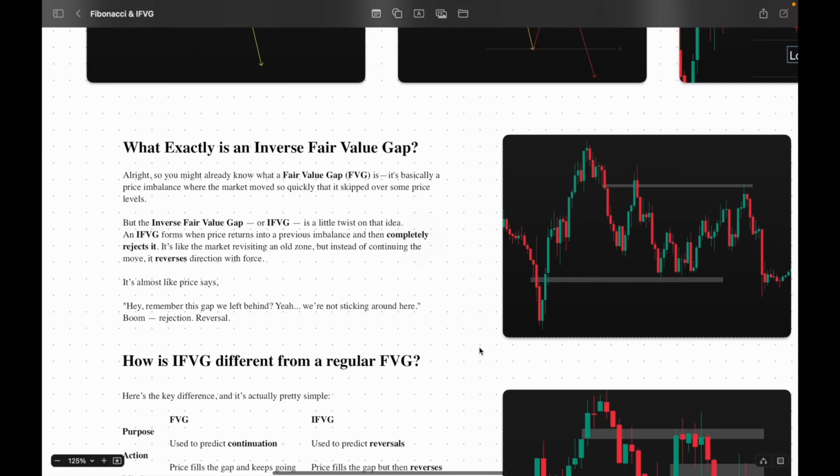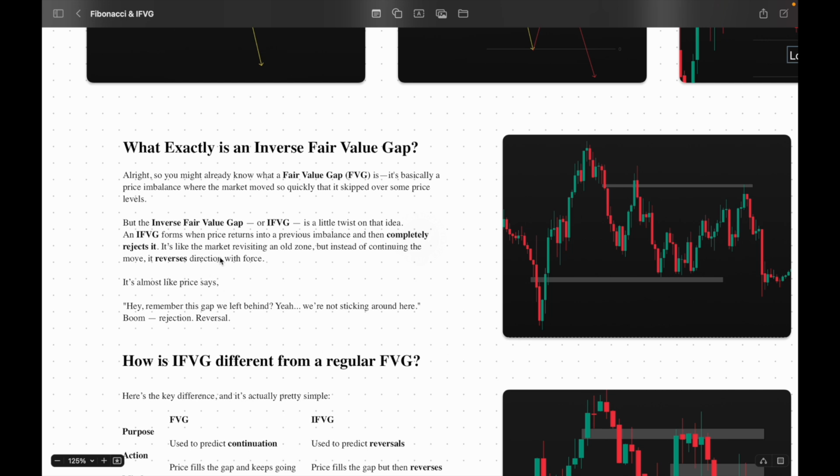Now, an inverse fair value gap. To put it nice and simple, a fair value gap is basically where price imbalances, where the market moves so quickly that it skipped over some of the levels. But an inverse fair value gap is basically just the opposite. An inverse fair value gap is basically a normal fair value gap that has not been respected. It broke through and retests on the opposite side, and that becomes an inverse fair value gap.